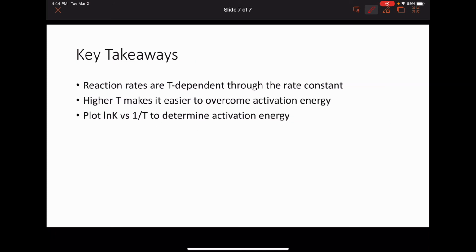So the takeaways from this lesson: we know that reaction rates are temperature dependent through the rate constant. Our rate law is still the same; the rate constant is the temperature dependent part. Higher temperature typically makes it easier to overcome that activation barrier. And the way to determine the activation barrier is using the Arrhenius equation.